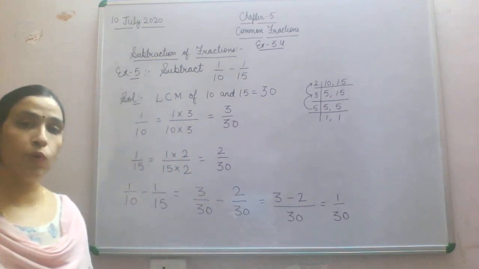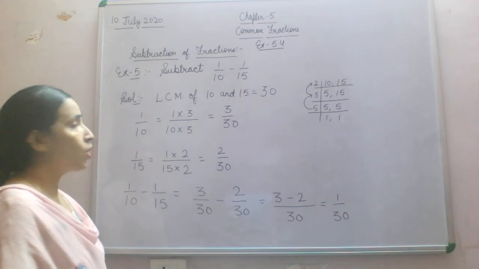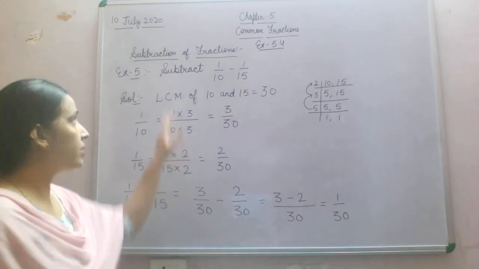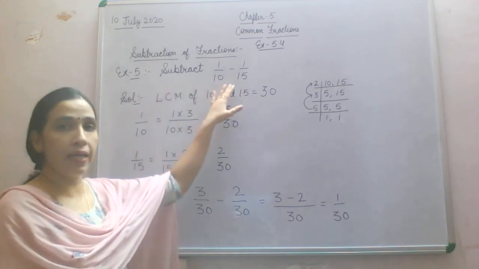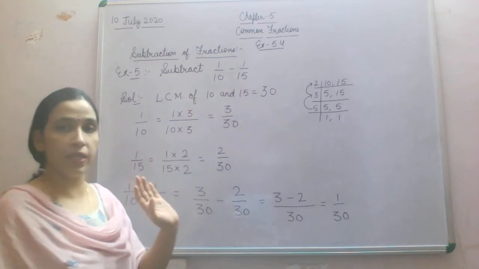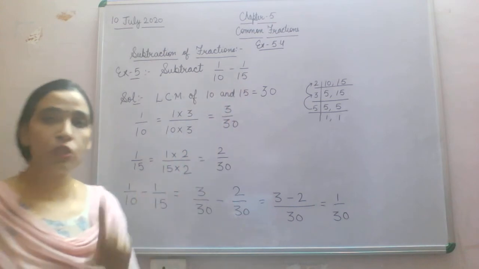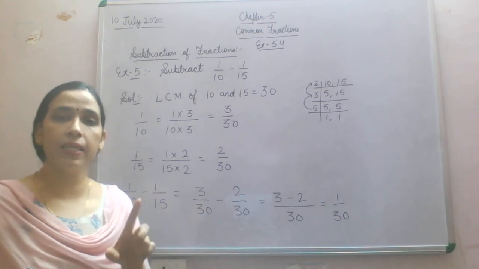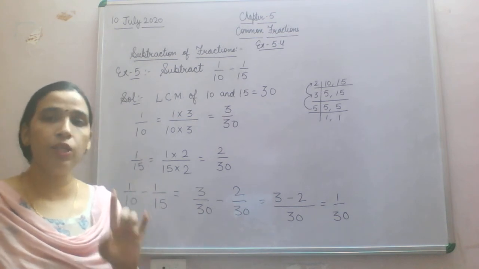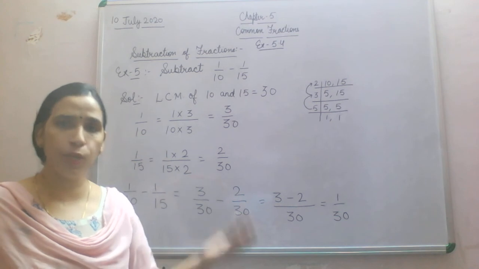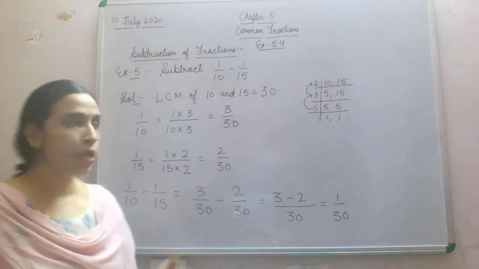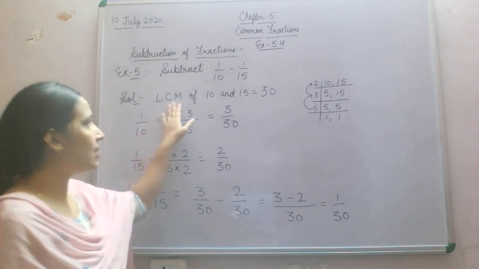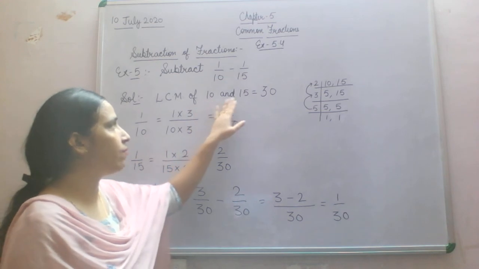So let's see what we have done in this question. You have been given the question: subtract 1 by 10 minus 1 by 15. Now the first step, which we have done in addition also, is finding the LCM of the given denominators, because in the numerator we have only 1. So we are going to find the LCM of the denominators 10 and 15.